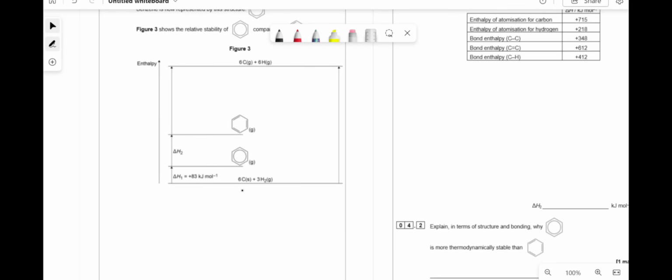So let's have a look what's going on here. So we've got 6 carbons solid plus 3 H2 gas, and we're forming benzene. So that has to be the enthalpy of formation because you're making 1 mole of a substance from its constituent elements in their standard states. We're making 1 mole of benzene from 6 carbons in its standard state solid and 3 hydrogen gases in their standard state H2 gas. So it's important you know your enthalpy definitions or it's game over.